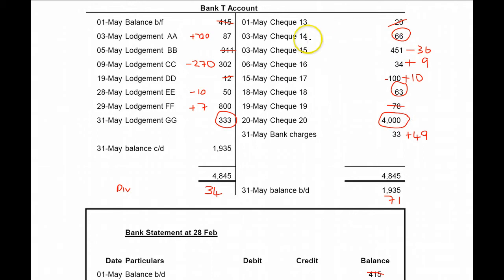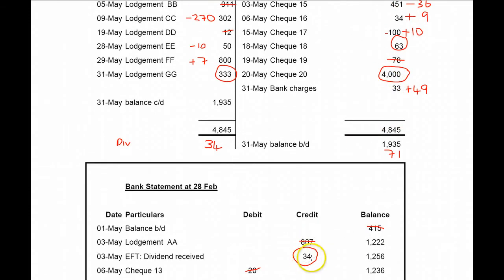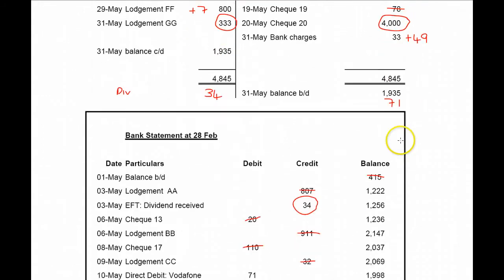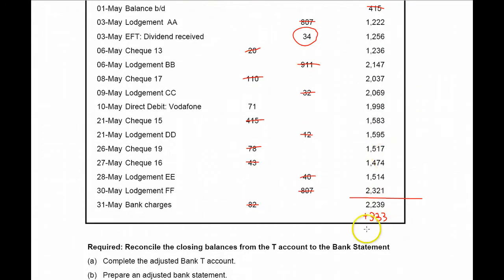They're examples of checks that we've written, but the person we gave them to hasn't yet presented them for payment. So a bit like down here, anything we circled as not recorded, we put in the T account. The opposite happens here. The 66, the 63 and the 4,000, they're money out. They're going to come out in future. So just to confirm, 66, 63, that's meant to be 66, and the other check was for 4,000.